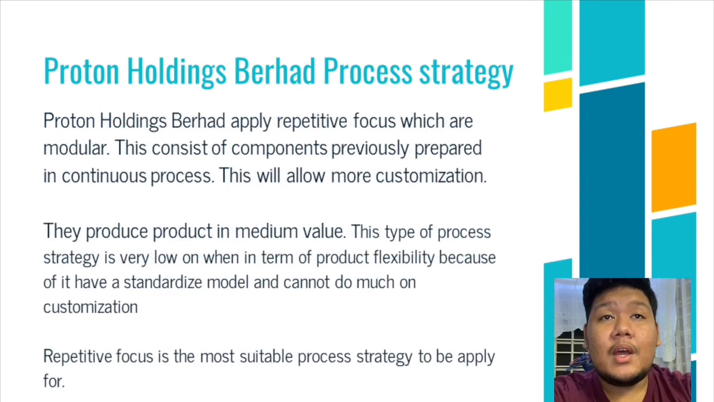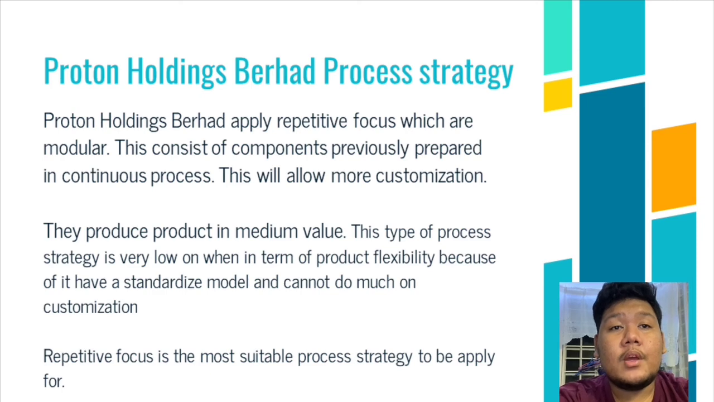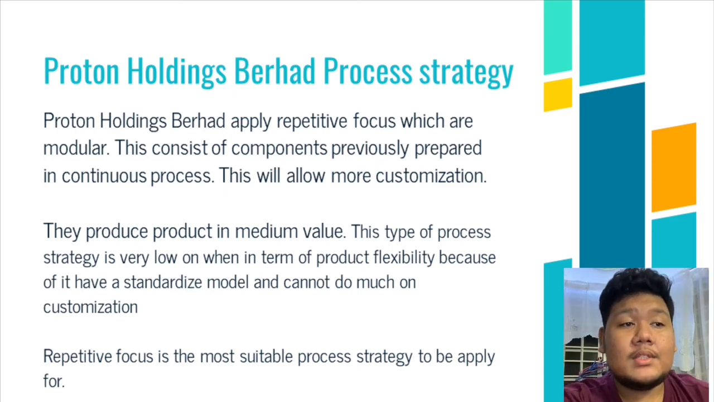Proton Holdings Berhad applies repetitive focus, which is modular. This consists of components previously prepared in a continuous process. This will allow more customization. They produce products in medium volume. This type of process strategy is very low in terms of product flexibility because it has a standardized model and cannot do much on customization. Repetitive focus is the most suitable process strategy to be applied.